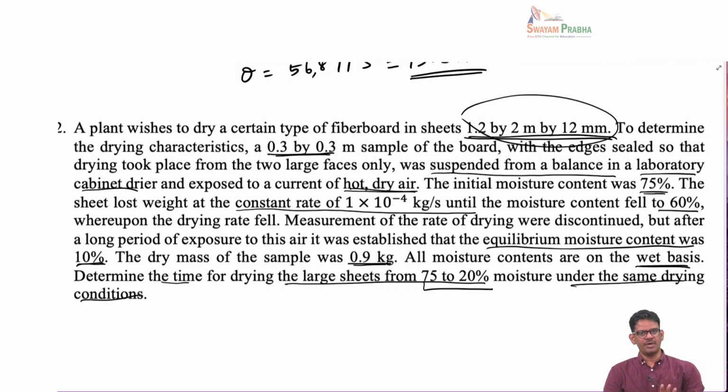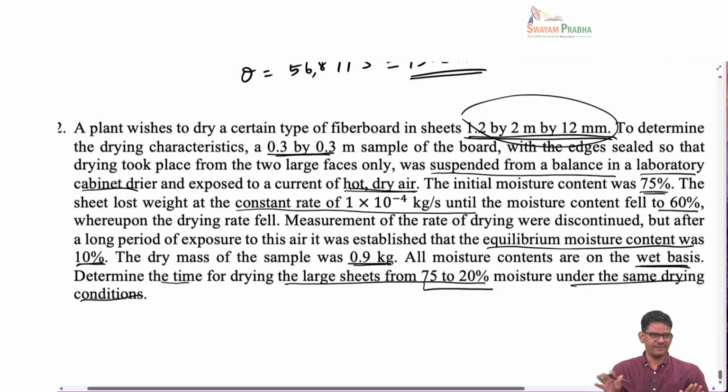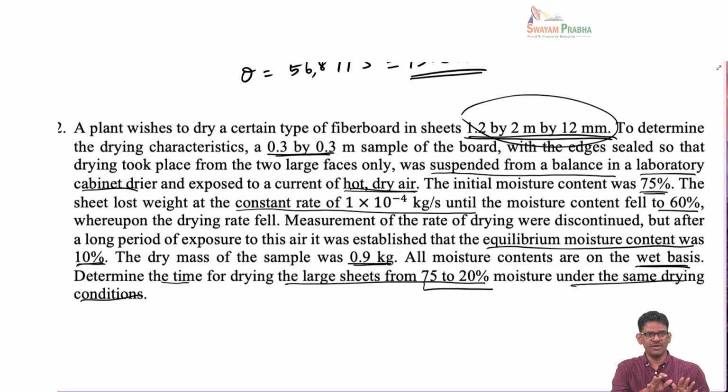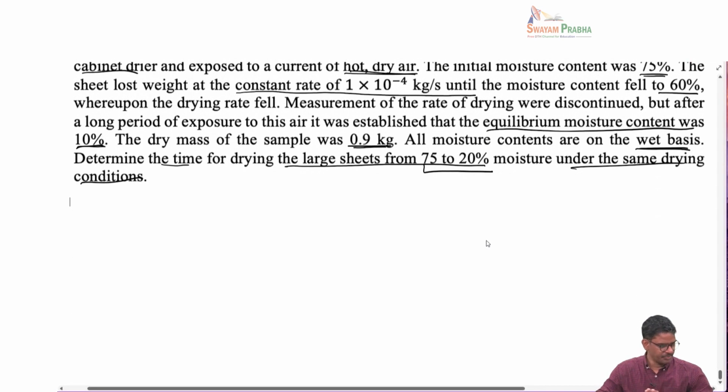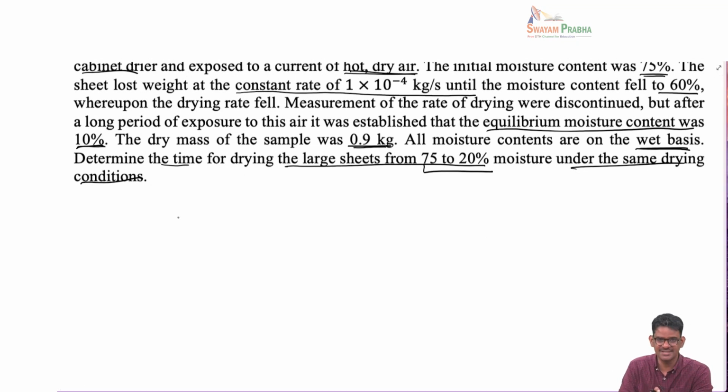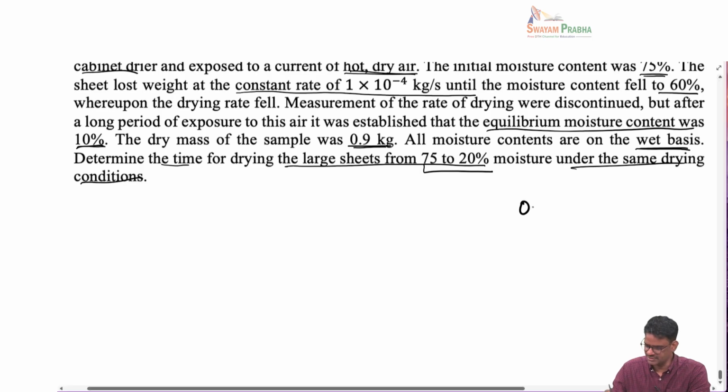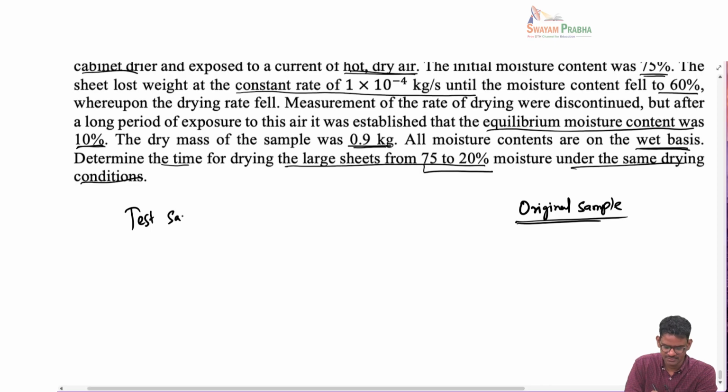Another very important thing here is to make the transition between the test sample and the actual sample. Areas are different, dimensions are different, so it's very important to look at these things separately. It's a good idea to write two things: the test sample and the original sample. This is the original larger sheet sample, and we want to find the drying time for it. Here we have the test sample, and the drying characteristics were obtained from test samples.